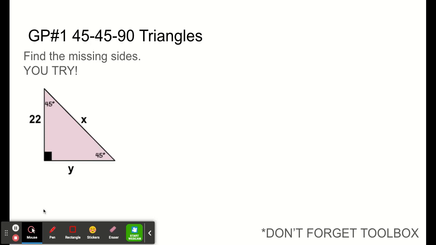So now I want you to pause and go ahead and give this one a try on your own, and then come back to me and I will walk through it and we will see how you did.